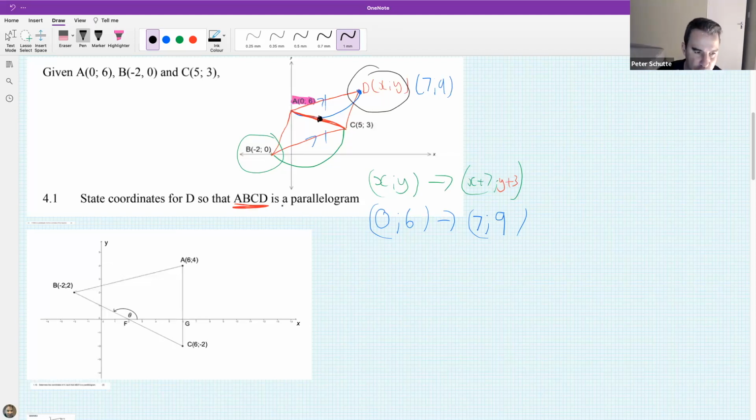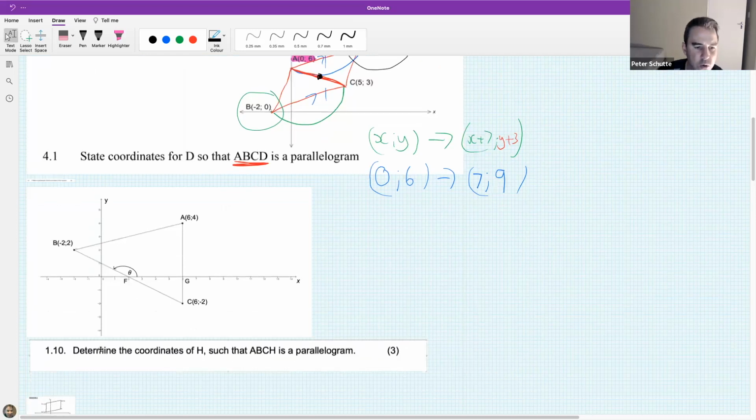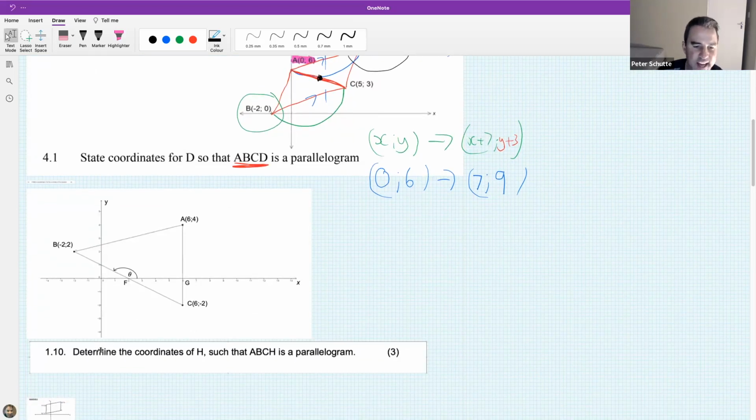Okay, everyone, I know a couple of you might have missed the explanation for the previous one, so I'll do this one again. Determine the coordinates of H such that ABCH is the parallelogram.